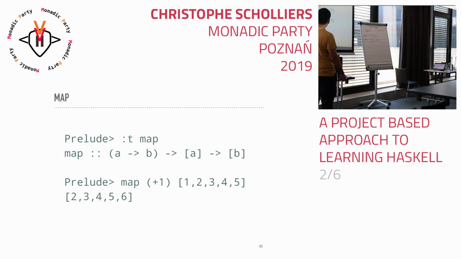Yeah? What's important to see is, you cannot really see it here, but it's not going to change this list. It's going to make a new list, where it has applied this function to every element of the list. So is this understandable for everybody?